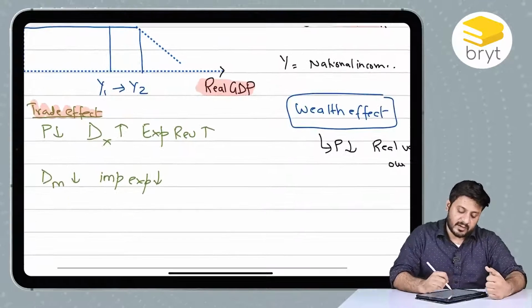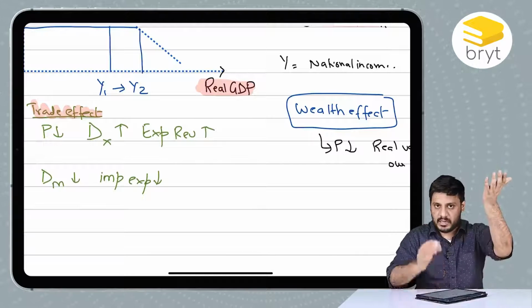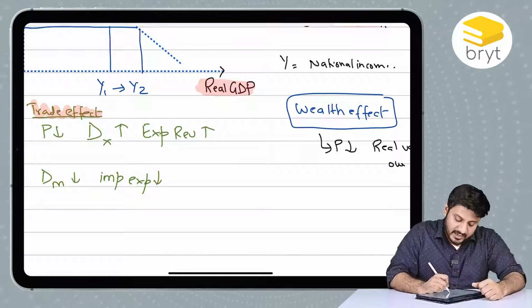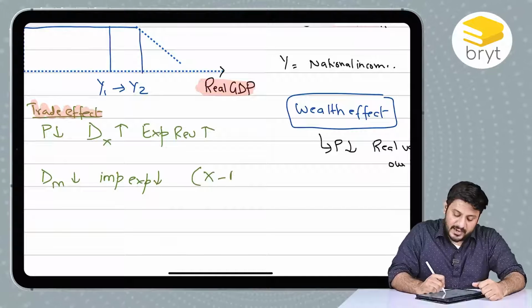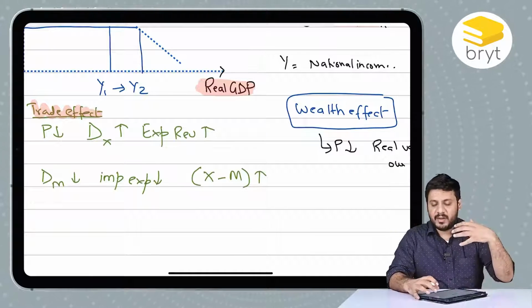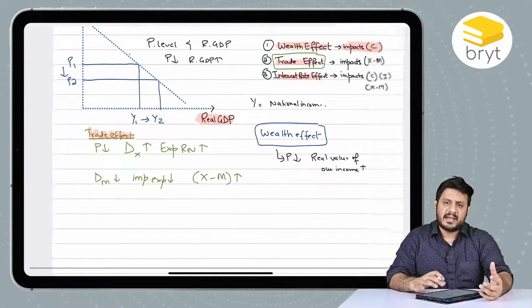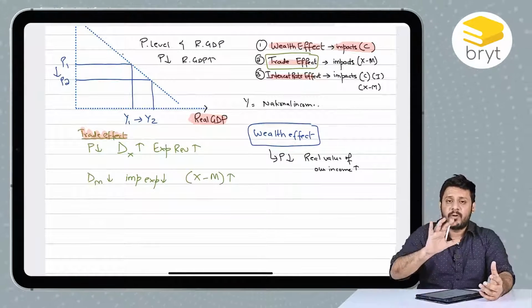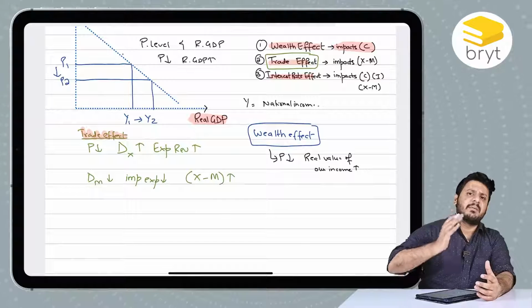So if export revenues are going up and import expenditures are going down, I could fairly say that the value of my net exports, that is X minus M, would go up. And when the value of my net exports goes up, my aggregate demand should go up. But I wouldn't say increase, I'll say that my aggregate demand extends.